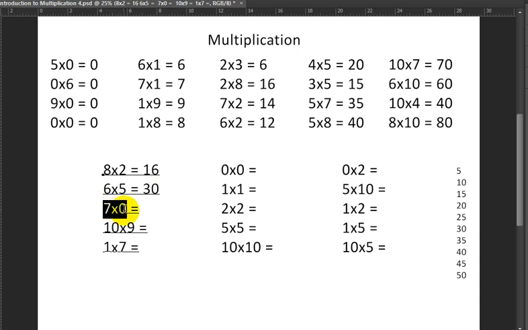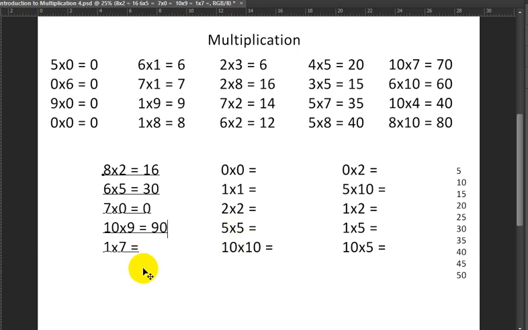Here, 7 times 0. So you might remember the trick from 0. We said that any multiplication with 0 in it is immediately 0. Next up, we have 10 times 9. And the trick for 10 is that we just write whatever number we're multiplying with 10. So in this case, 9. We just rewrite it and put a 0 after it.